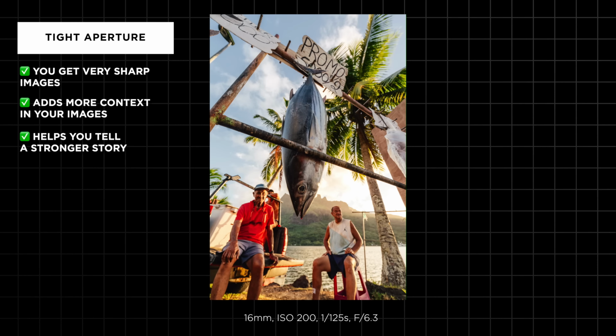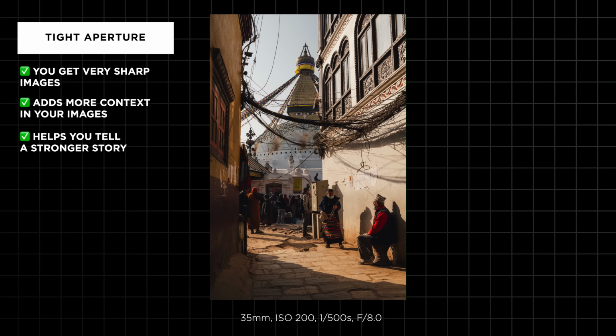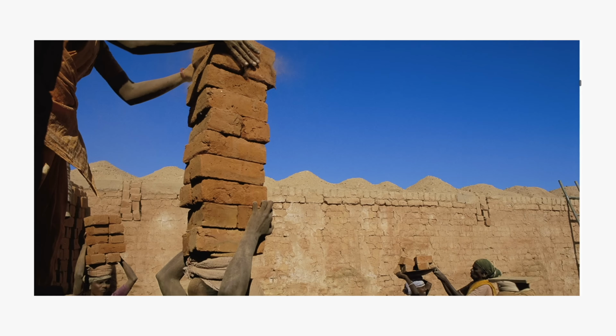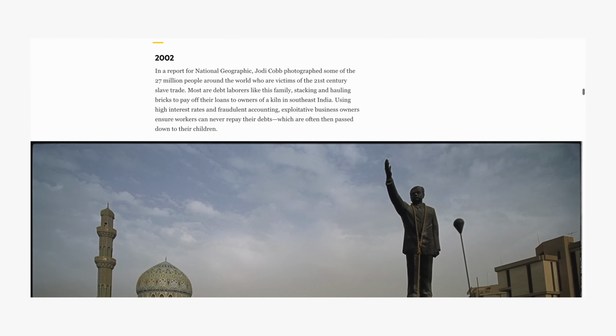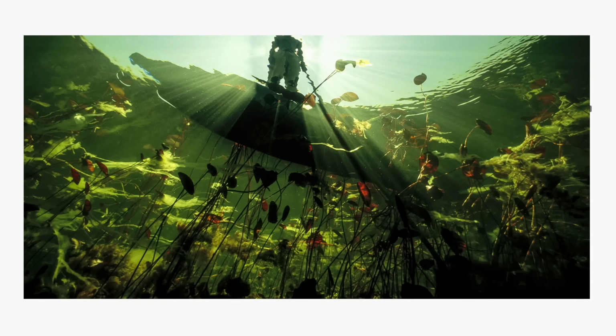Maybe there are different people in the same frame that are important to your story, and if you were shooting it wide open, they would completely disappear or be very hard to make sense of. And that is exactly why Nat Geo photographers use those narrow apertures, because they're storytellers and they're trying to bring the story first.